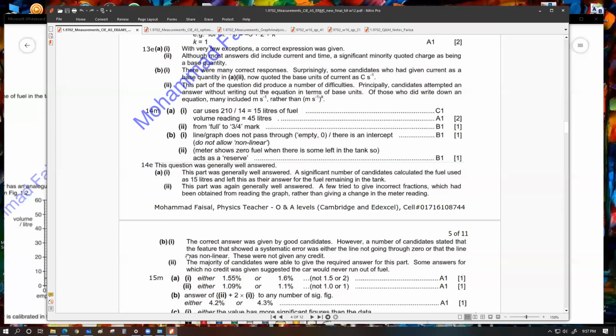In the examination report it says the majority of candidates were able to give the required answer for this part. Some answers for which no credit was given, such that the car would have run out of fuel. Some answers for which no credit was given suggested that the car would never run out of fuel. Acha, good. It's not actually possible. If you use a limited energy reserve, you are definitely going to run out. That's the whole point of renewable or non-renewable energy resources. So that's actually not possible.